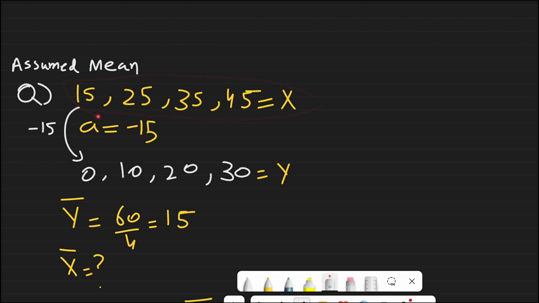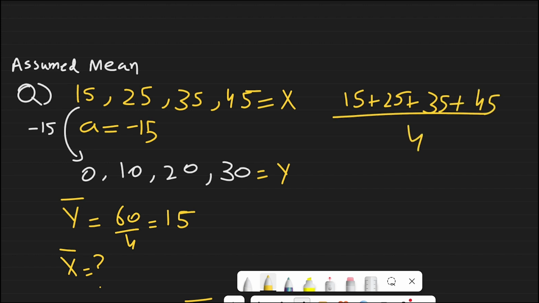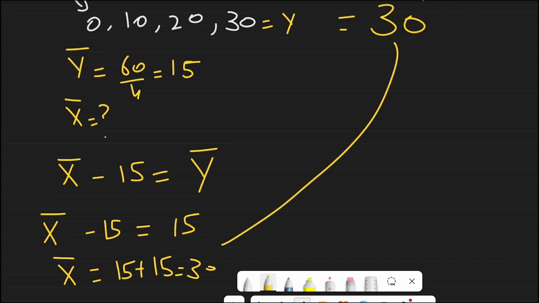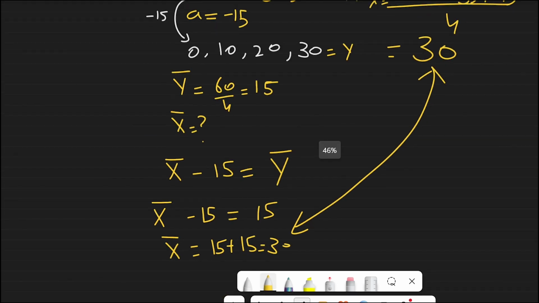Okay, so to calculate the mean of x, we will do 15 plus 25 plus 35 plus 45 over 4, and that would be x dash, or the mean of x, and that is 30 again. Okay, so here we can see the match. Okay, so that is what is assumed mean.